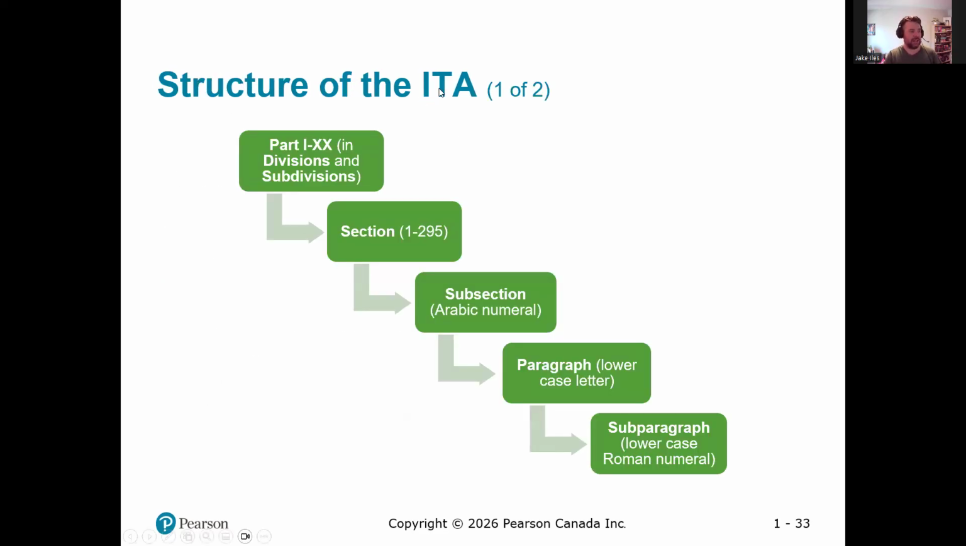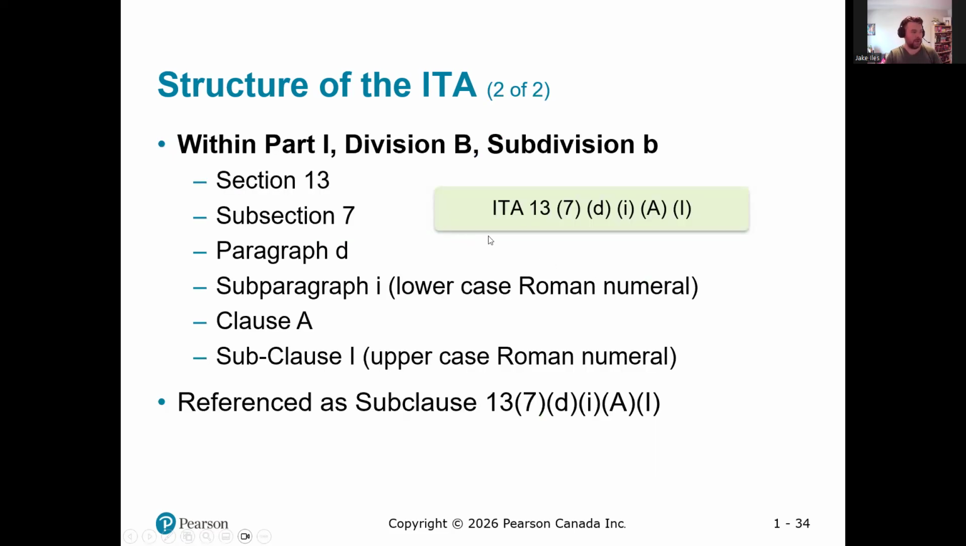So the structure of the Income Tax Act is like this. We often talk about parts, also known as divisions and subdivisions. We mentioned Division B is our calculation of net income. We may go to a certain part of the Tax Act and it'll be broken down by section, subsection, paragraph, subparagraph. So if I gave you a reference like Income Tax Act, Section 13, subsection 7, paragraph D, subparagraph I, clause A, if we wanted to get that specific, subclause 1.